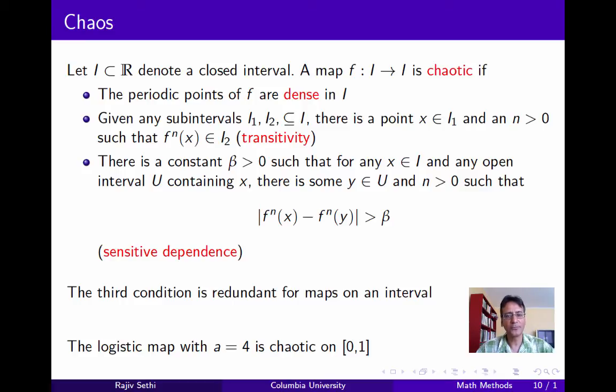Now before we think about the proof of this, let's just think about the intuition. Look at the first two conditions. We want to show that the periodic points of the logistic map are dense in the unit interval, and we want to show that transitivity holds. If you have two intervals I1 and I2, you can find a point in the first that will lead you eventually to a point in the second after some number of steps n. So to think intuitively about why these two conditions hold, let's go back to our diagram with iterated maps.